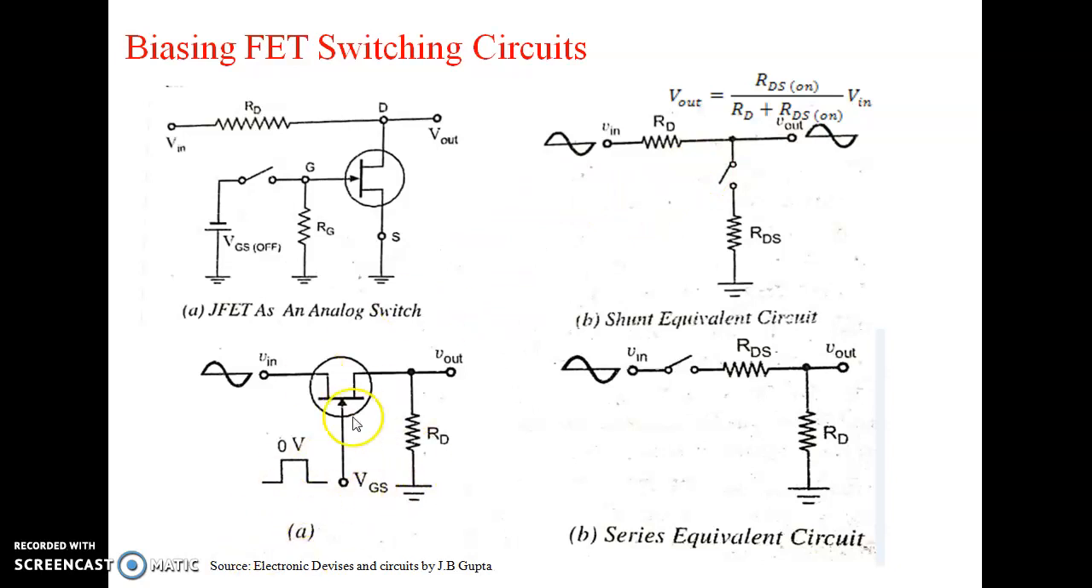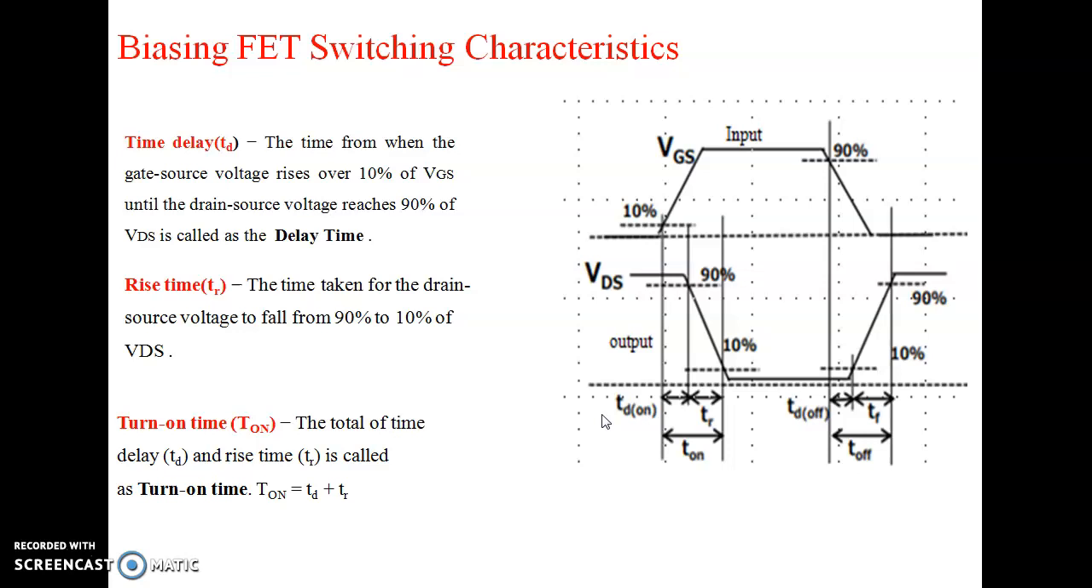Coming to the next diagram, it is a series equivalent circuit. When VGS is high, the switch is closed and the JFET is equal to the resistance RDS. In this case the output is approximately equal to the input side. What about when VGS is low? The JFET is open and Vout is approximately equal to 0. Once you understand the switching concept, we'll go with the switching characteristics.